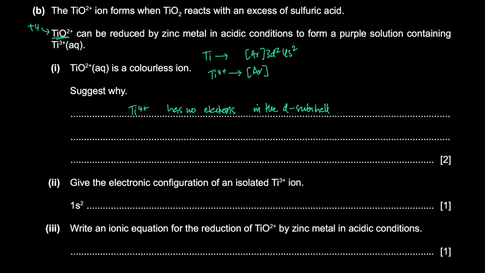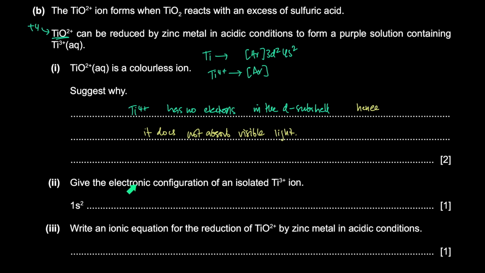Hence, it does not absorb visible light to promote an electron from the lower energy d orbital to the higher energy d orbital, because there are no electrons in the d orbitals.